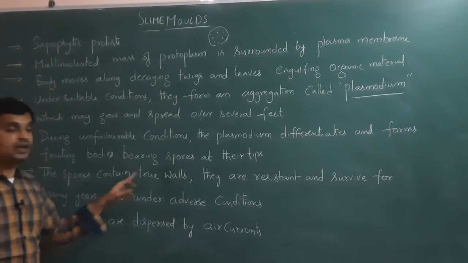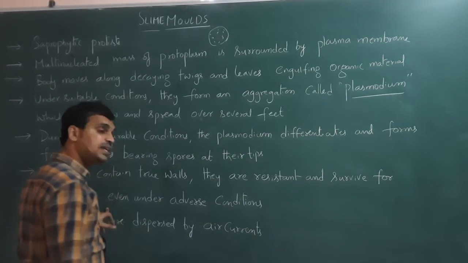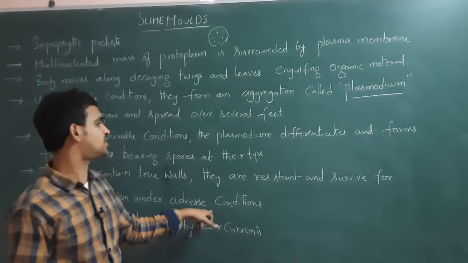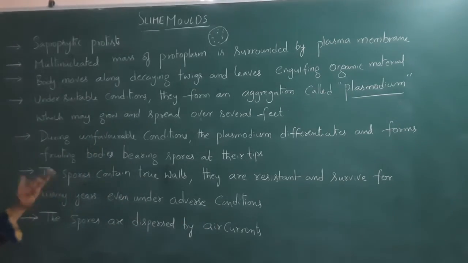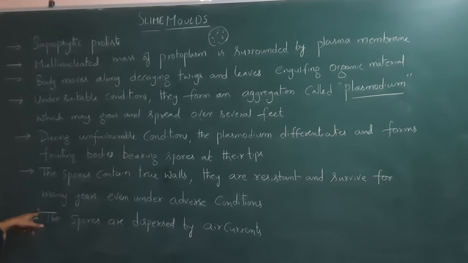The spores contain true walls. They are resistant and survive for many years even under adverse conditions. So they cannot be destroyed by climatic conditions. If the food and water are not there, the slime mold can die, but the spores cannot die. So they are resistant to adverse conditions.